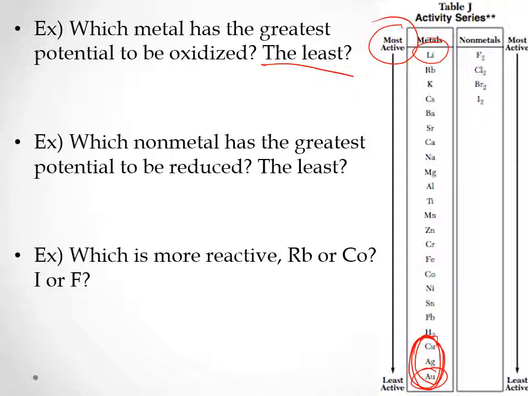So the one with the greatest potential to be reduced is the one that up here is most active, which we can see right here is fluorine. Big surprise. Fluorine is going to be most active, most likely to be reduced, and the one with the least likelihood of being reduced is this guy at the bottom right here, I2.